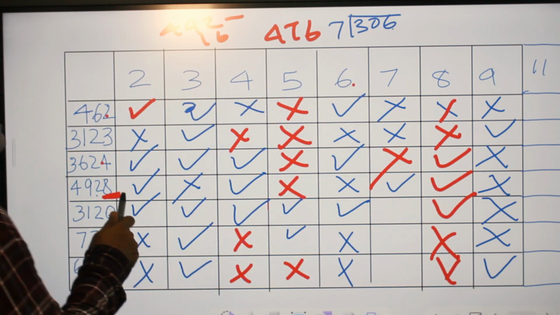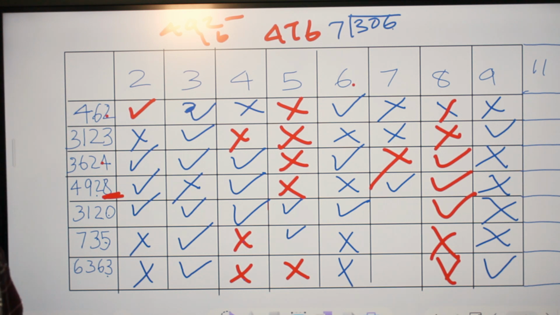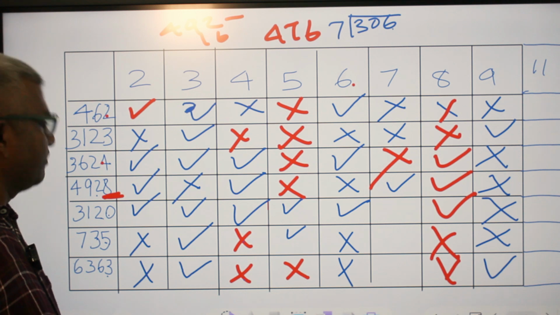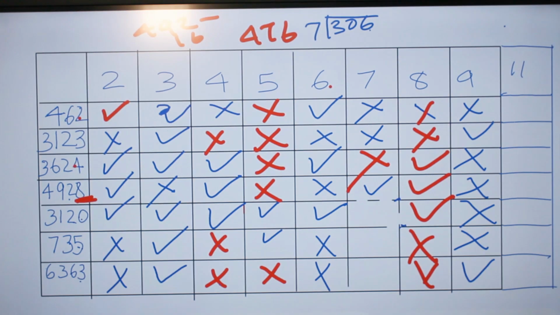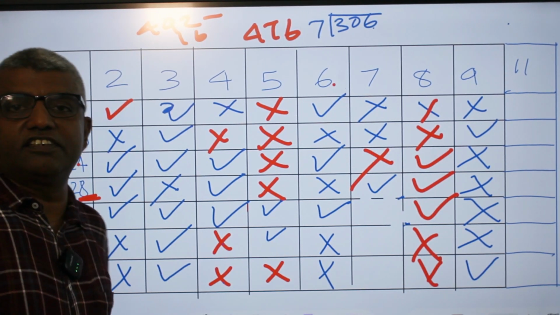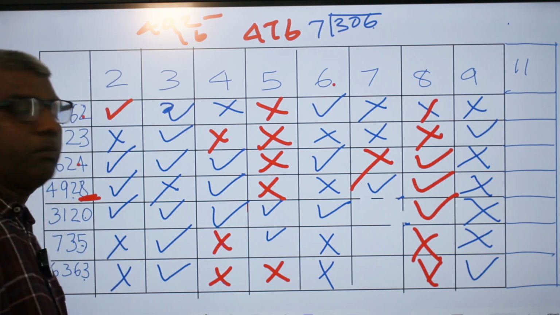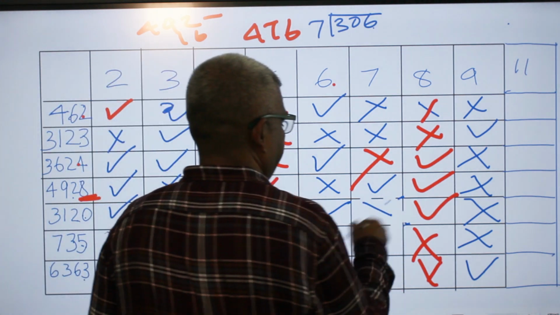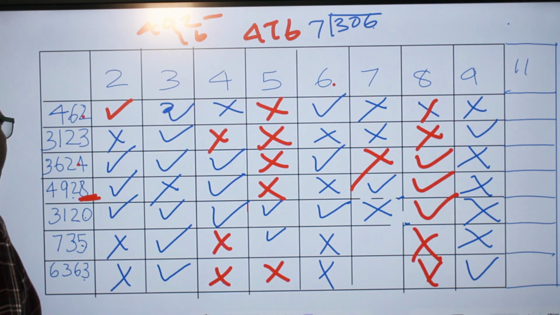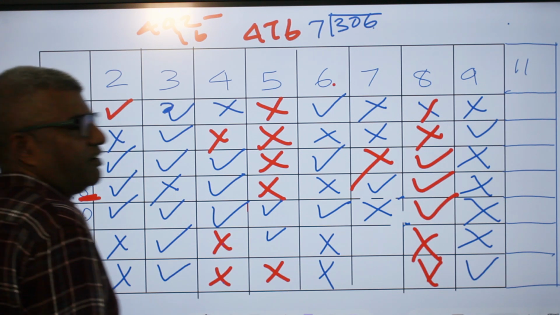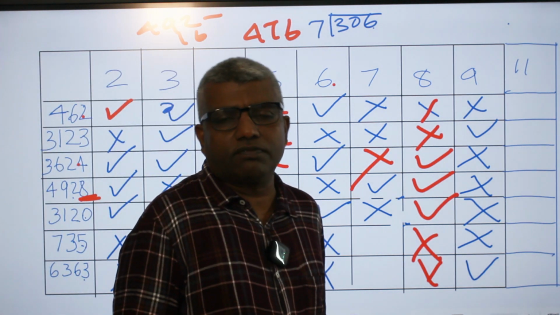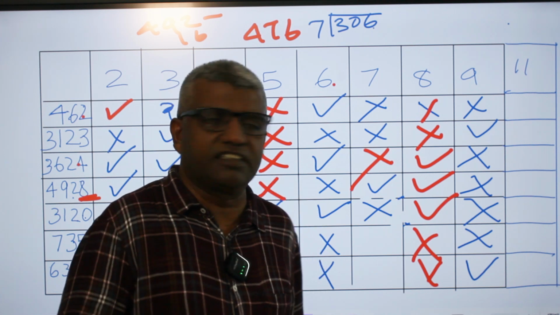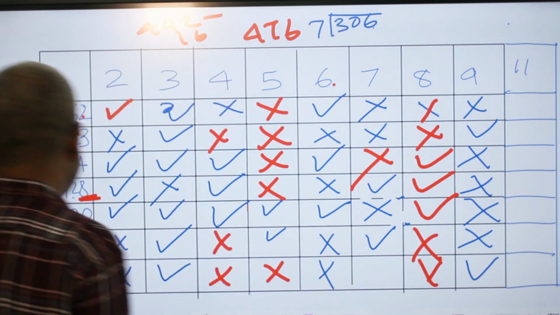Okay, 350, then 140, 490. 490 minus 14 is 476. 476 is divisible by 7. Okay. 3120: last digit is 0. 0 multiplied by 2 is 0. So 312. 312 is not divisible by 7. 735: last digit is 5. If you multiply by 2, it will be 10. 73 minus 10 is 63. 63 is divisible by 7. So 735 is divisible by 7.